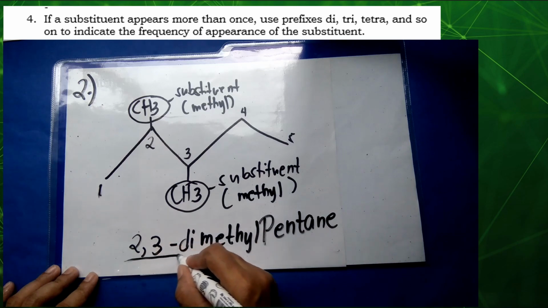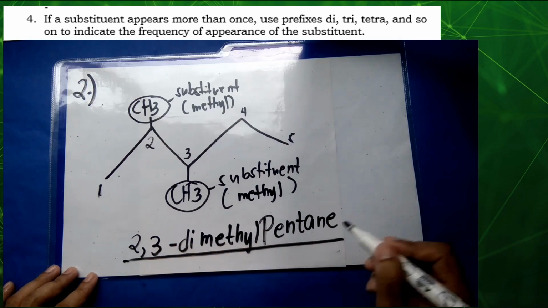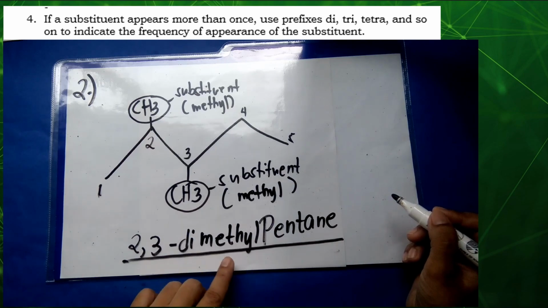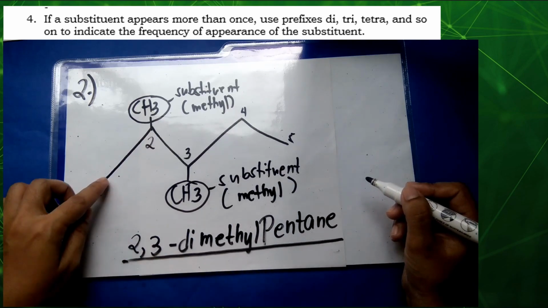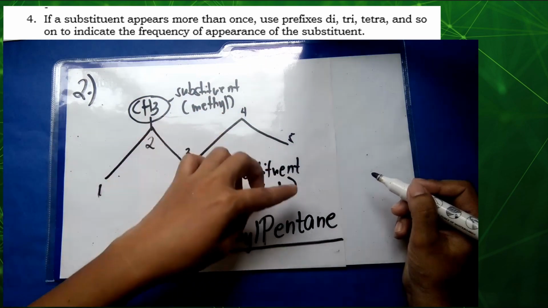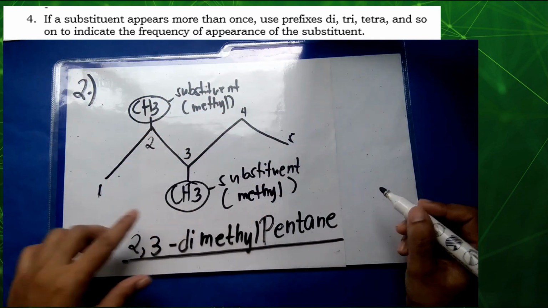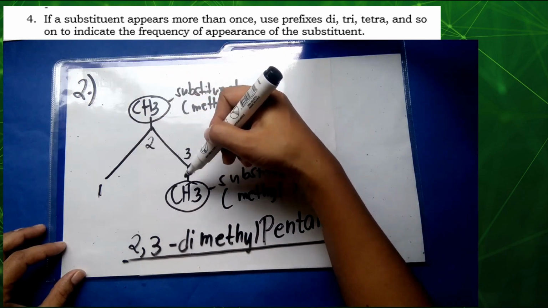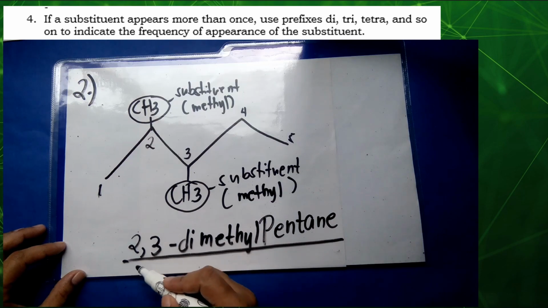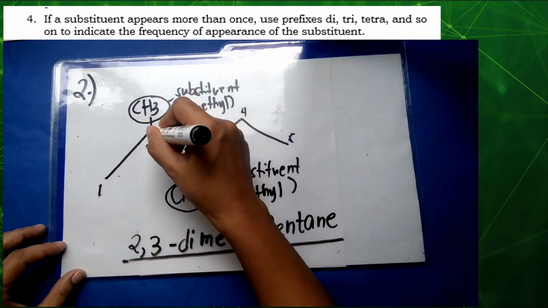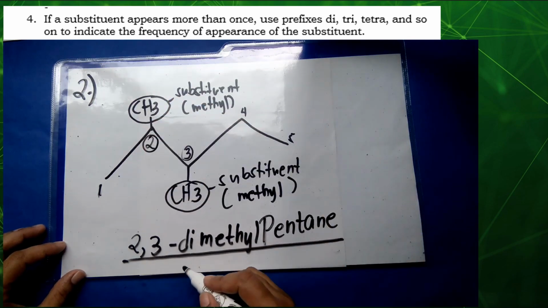So the name of this structure here is 2,3-dimethylpentane. So pentane po yung longest chain, that is the longest branch chain alkane. Methyl is the name of the substituent. Di, because there are two substituents connected. Nasaan nakakonekta? Nasa number 3, right here. And then the other one ay nasa number 2. So again, 2,3-dimethylpentane is the name.